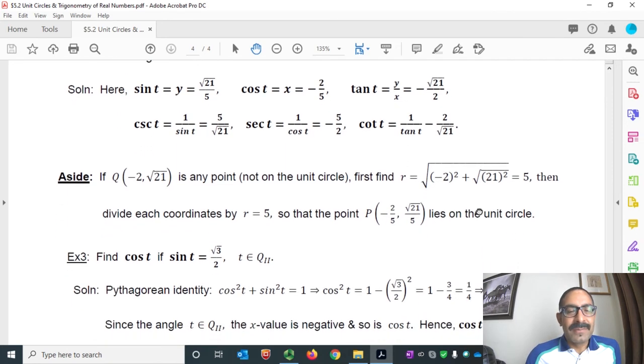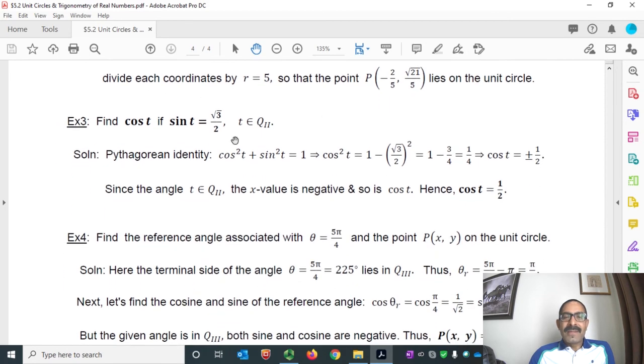Quick aside. If Q is a point with coordinates -2, radical 21, which is any point not on the unit circle, then first find the r. That's the distance of this point Q from the origin, which is the square root of the first coordinate squared plus the second coordinate squared, which here turns out to be 5. Then divide its coordinates by 5. Then it turns out that the point lies on the unit circle. Great. I hope this idea makes sense to you all.